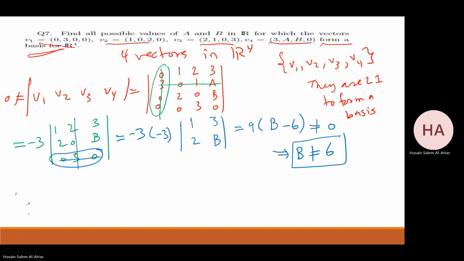So A can be any value, but B should not equal 6, for this set of vectors to form a basis.